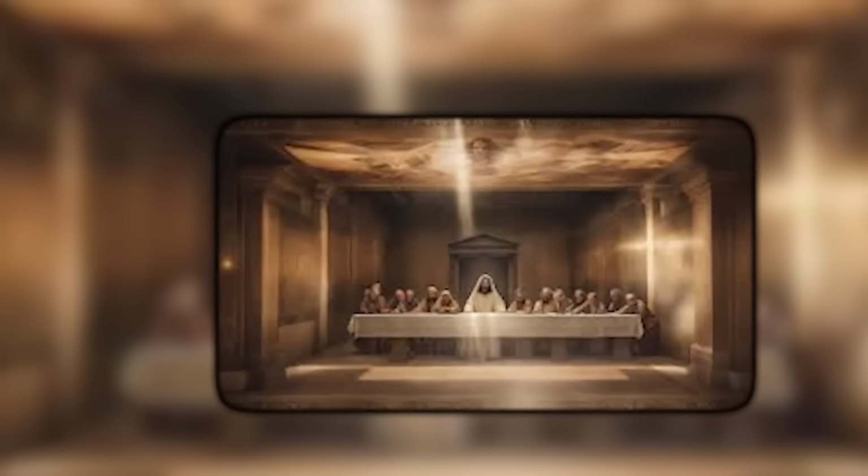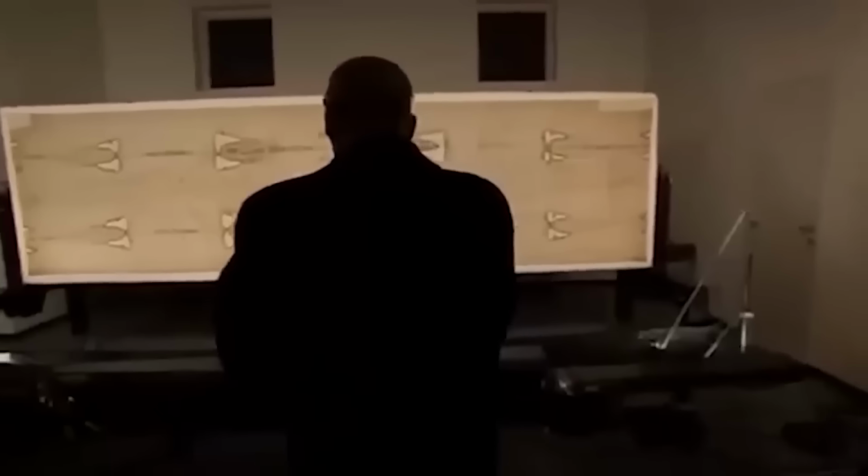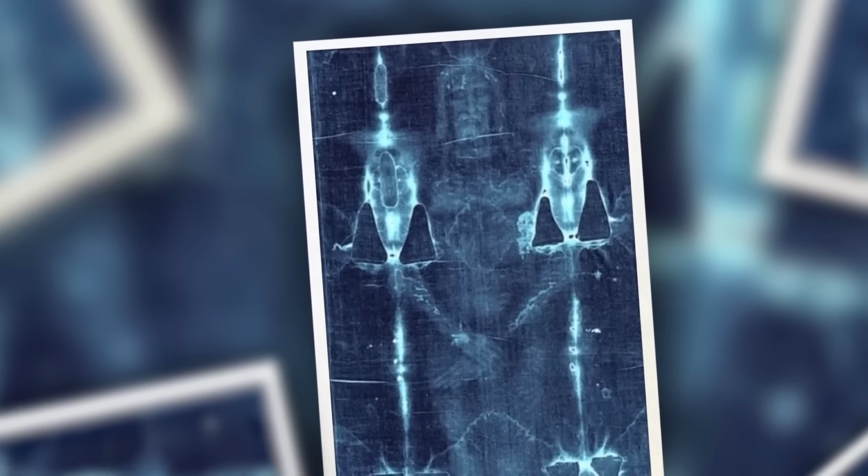This idea is often described as a form of volumetric projection. For a brief moment, it appears as though energy or radiation was emitted from the body itself. That energy moved through the linen, leaving behind a faint tan that encodes distance in three dimensions. Artificial intelligence observed that this discoloration is remarkably uniform. It does not soak into the fibers. Instead, it exists only on the outermost surface of the threads.